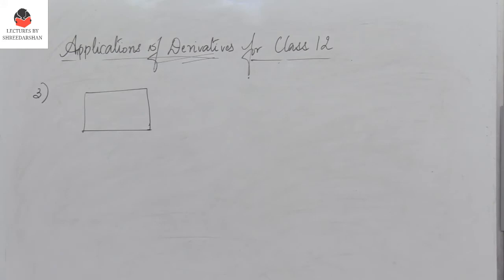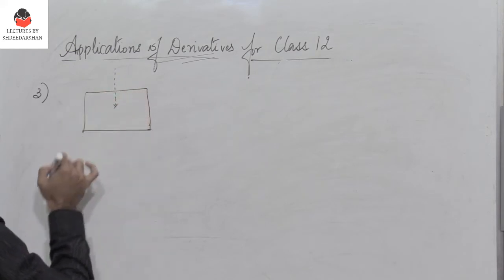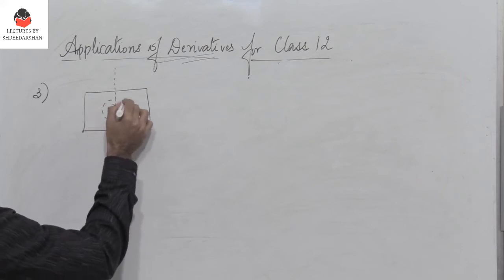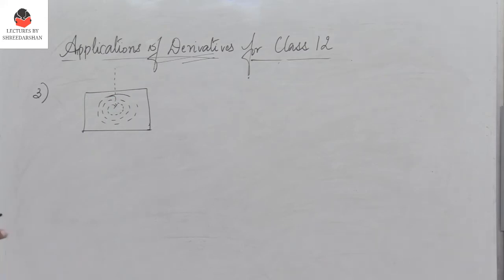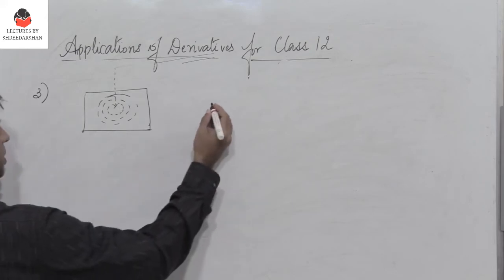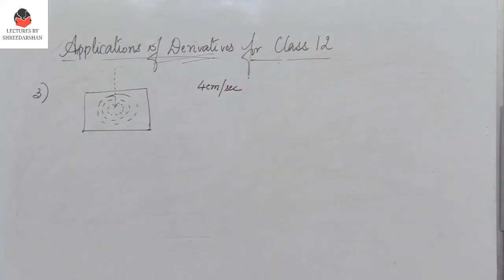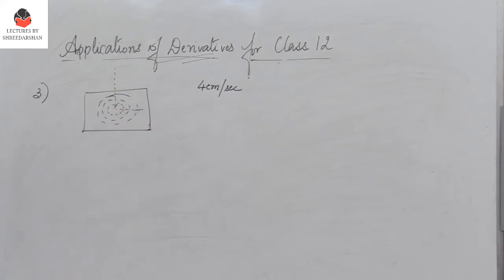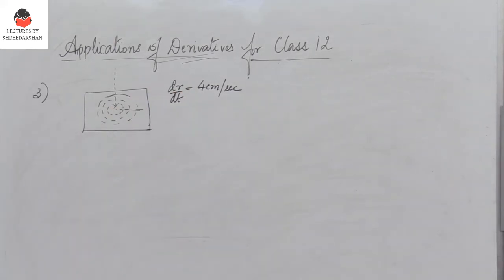We have a problem where it's been given that a stone is dropped into a lake. So when a stone is dropped, what happens? The waves move circularly. You know that when you drop a stone into a pond or into a lake, waves move in circles at the speed of 4 centimeter per second. So the waves are moving. What do you mean by saying that the waves are moving? They move along the radial distance of the circle. So therefore, dr by dt equals 4 centimeter per second.